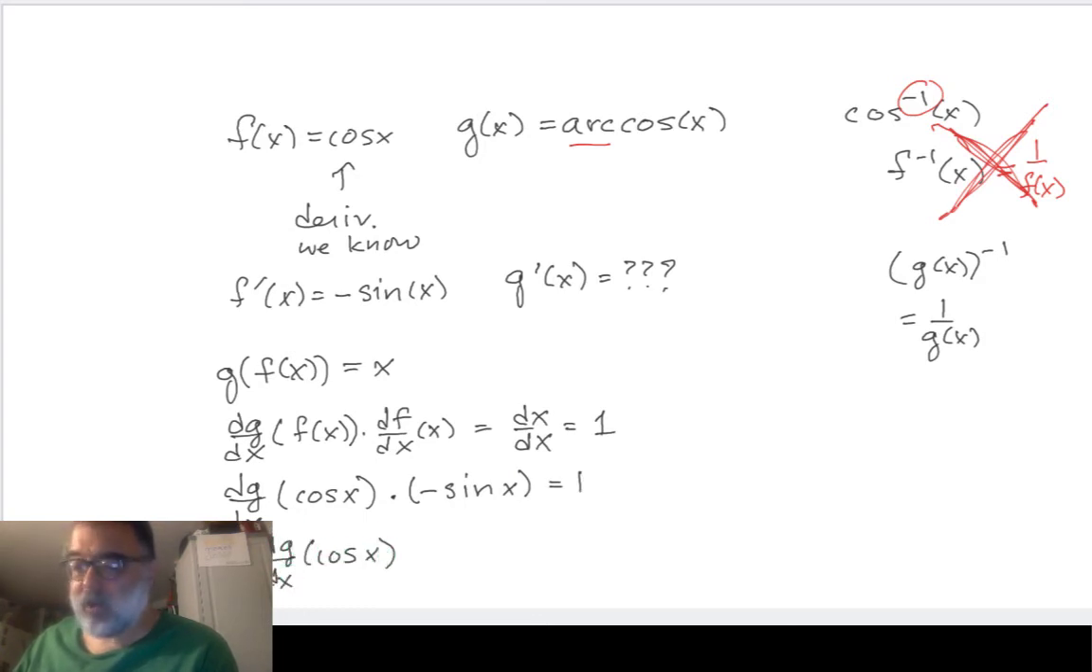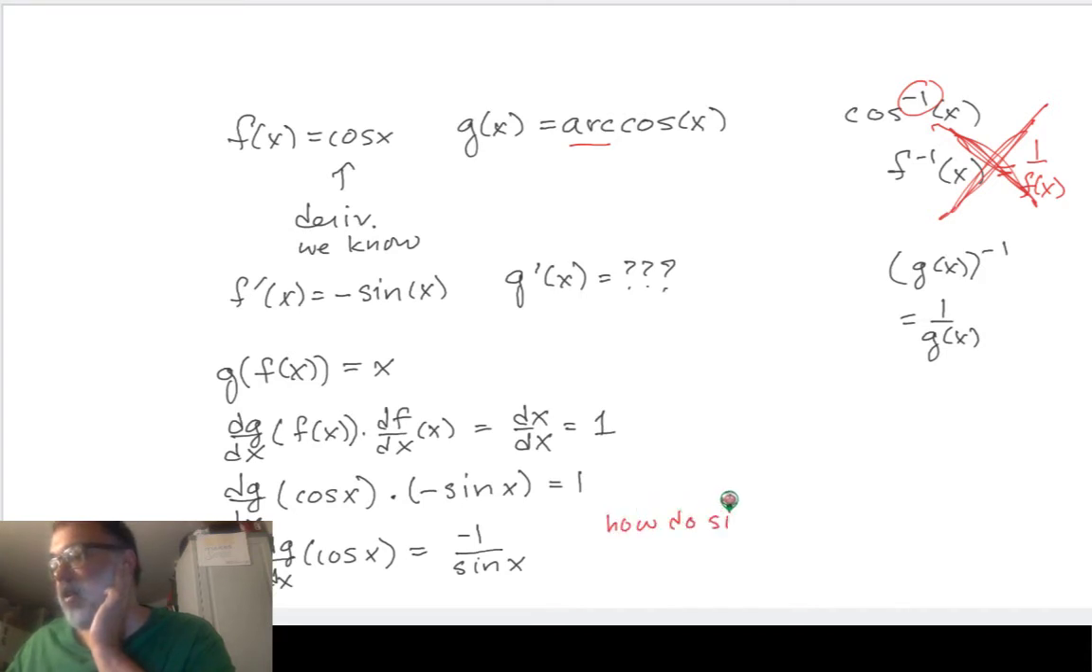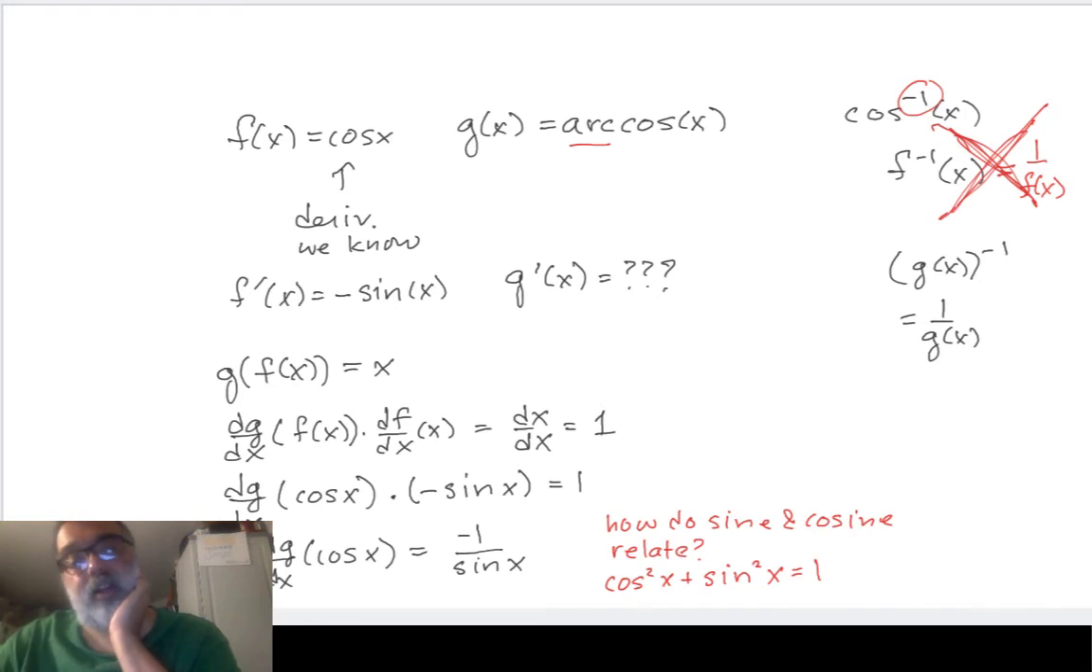So when we put cosine in the derivative of the arc cosine, the inverse cosine, we get minus 1 over sine x. So remember, this is where the arc comes in. So we have to think about how sine and cosine relate. Well, the main way we think about connecting these two things is from what's called the Pythagorean identity, which connects back to the unit circle idea about trigonometric functions.